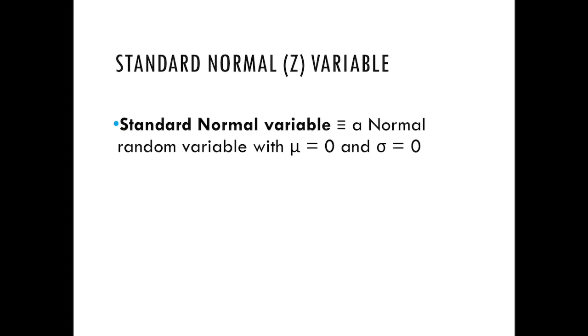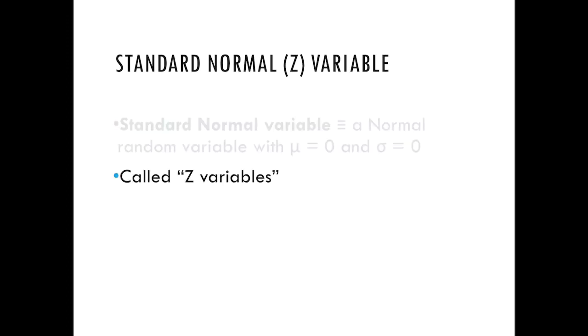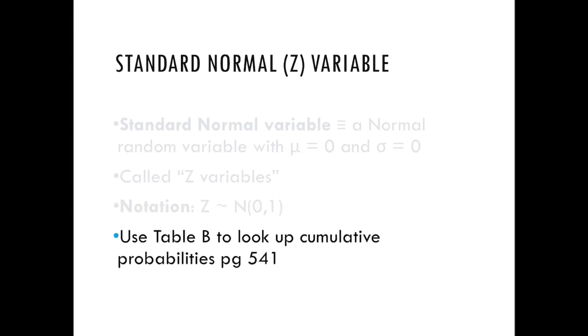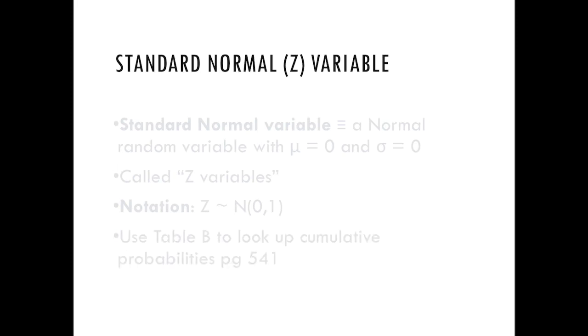A standard normal variable is a normal random variable with a mu of 0 and a standard deviation of 1. This is basically what was used in table B. This is how table B is set up, based on the standard normal. What we're going to do is calculate what are called z variables. It's notated as z distributed as a normal distribution of 0 and 1, where we use table B to look up cumulative probabilities, page 541 in your book.